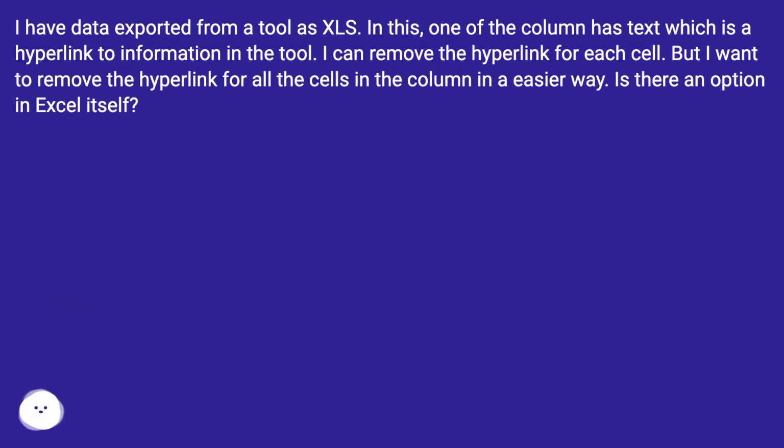I have data exported from a tool as XLS. In this, one of the columns has text which is a hyperlink to information in the tool. I can remove the hyperlink for each cell, but I want to remove the hyperlink for all the cells in the column in an easier way. Is there an option in Excel itself?